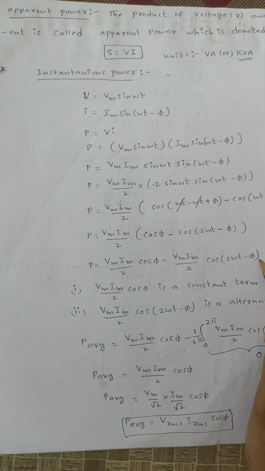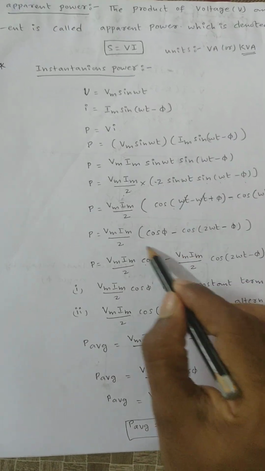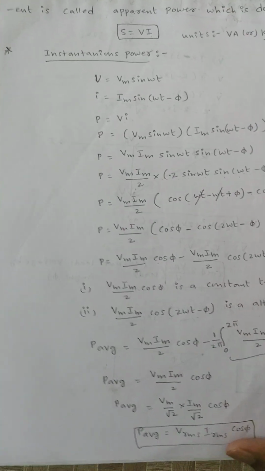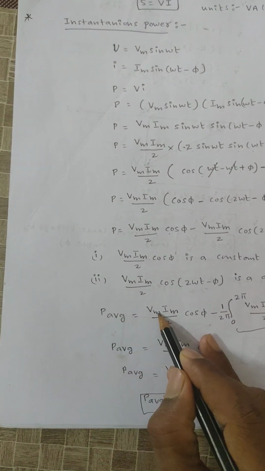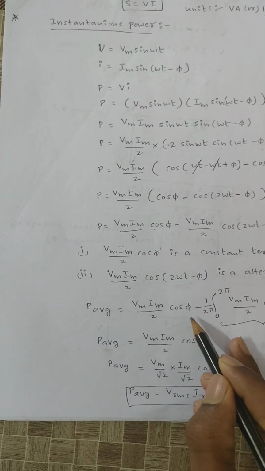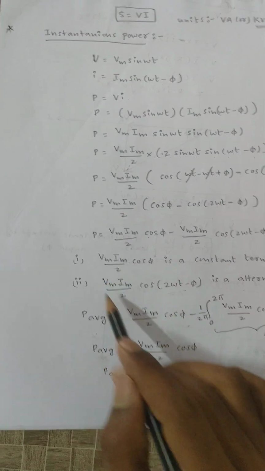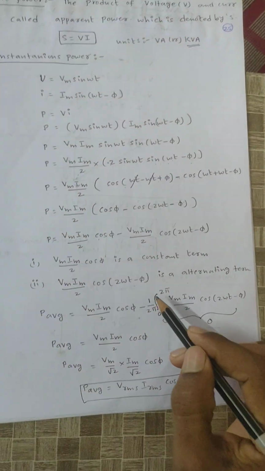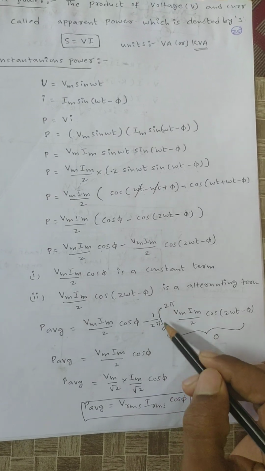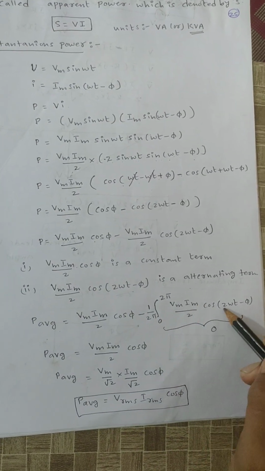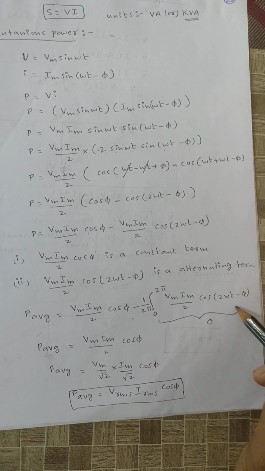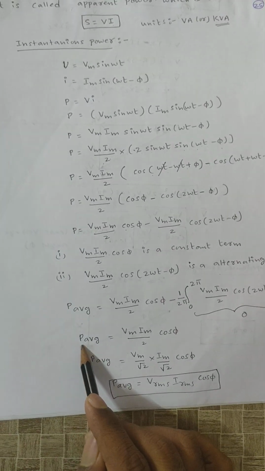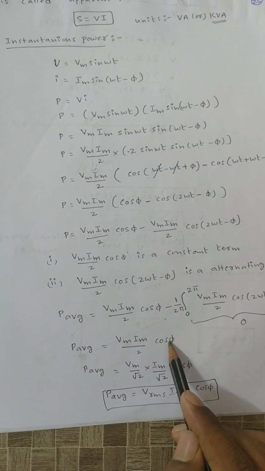See here, from this equation, this is a constant term. This is an alternating term with respect to frequency, right? Then average power is equal to Vm Im by 2 into cos phi, the constant term I can write as it is, minus this value, which I need to consider for one full cycle, right? For this alternating waveform, that is 1 by 2 pi integration 0 to 2 pi of Vm Im by 2 into cos of 2 omega t minus phi. If I simplify this equation, I will get this value as 0. Then average power is equal to Vm Im by 2 into cos phi.